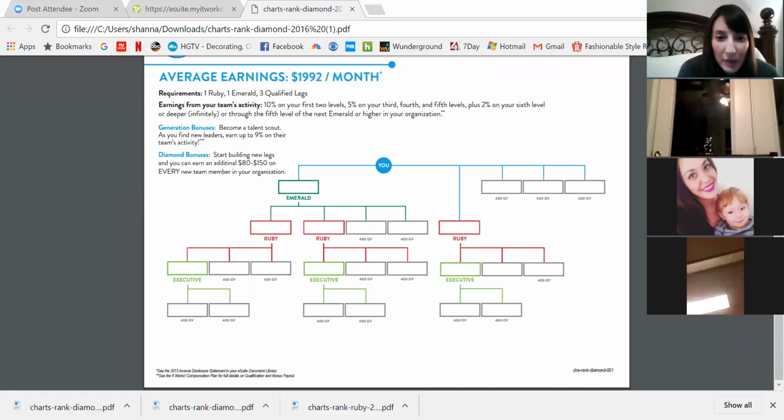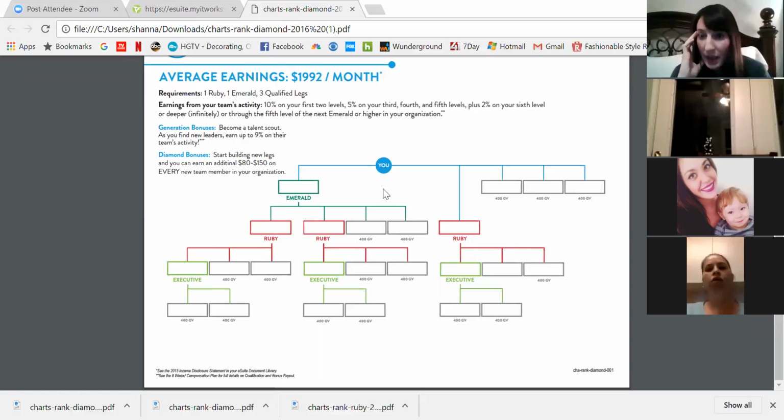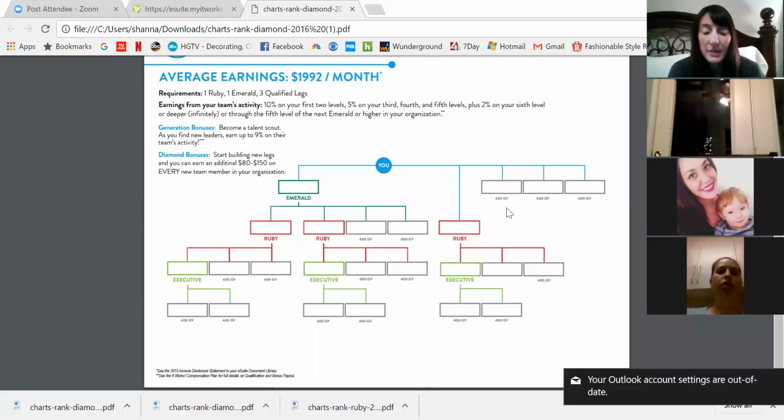And all of these gray boxes are just 400 group volume. Like what Stephanie was talking about, they don't really have to do too much except for getting customers. But say this person right here signed 1 person. All of this person's group volume, and the group volume of the person underneath them, counts toward that 400. So it's okay if you have extra.